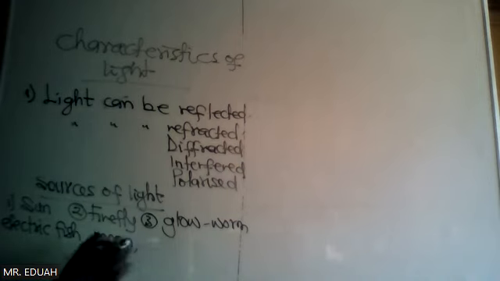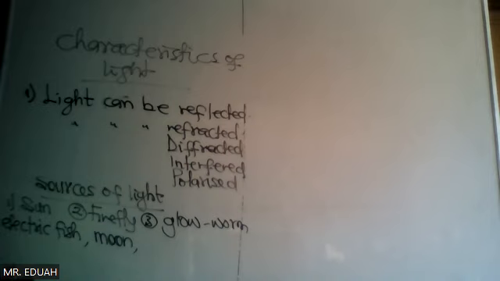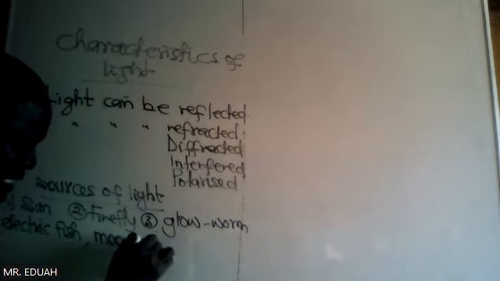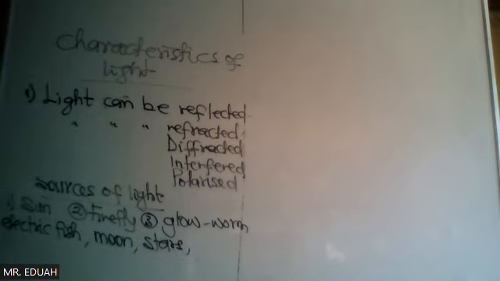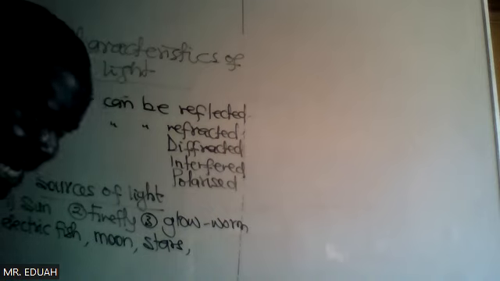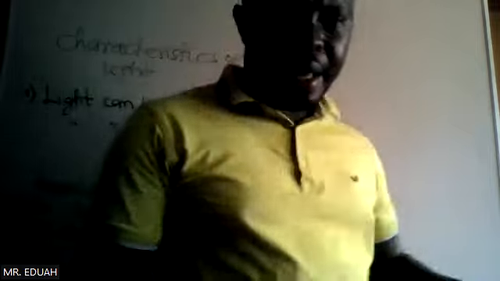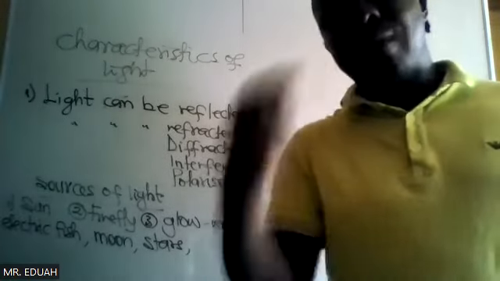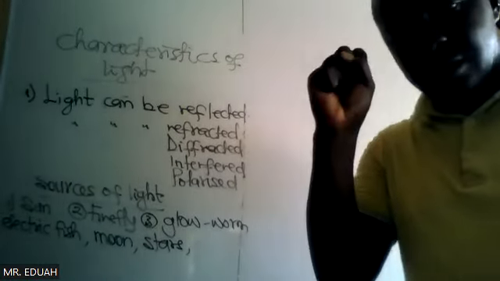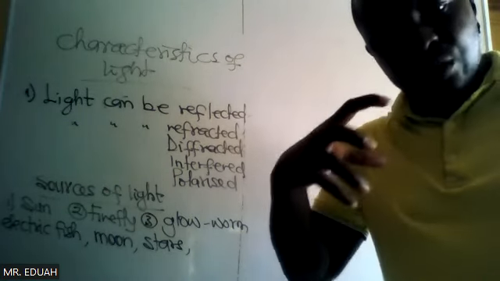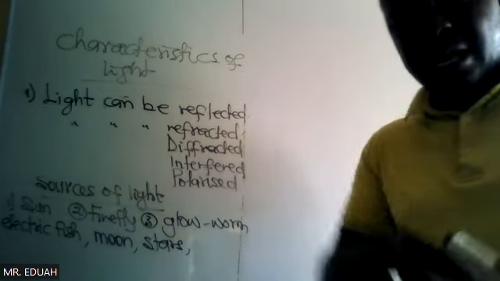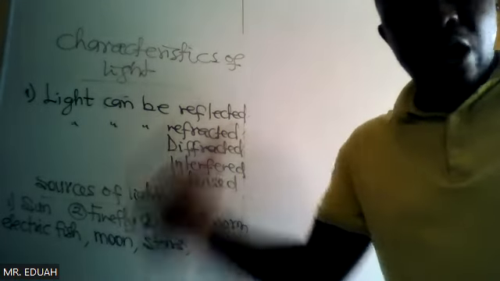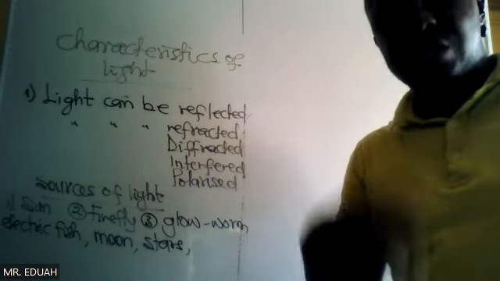I'm waiting for your contributions. Stars. The stars. Lighted bulb, lighted candle. Okay, so here, you can't say candle or bulb because you must light them to produce a source of light. Lighted firewood, candle, bulb. These are all sources that produce light.